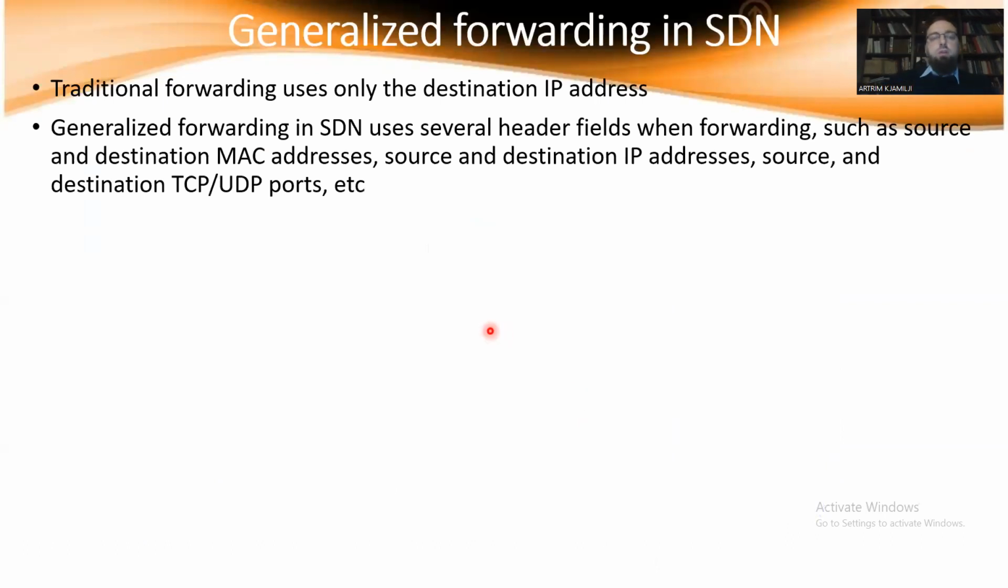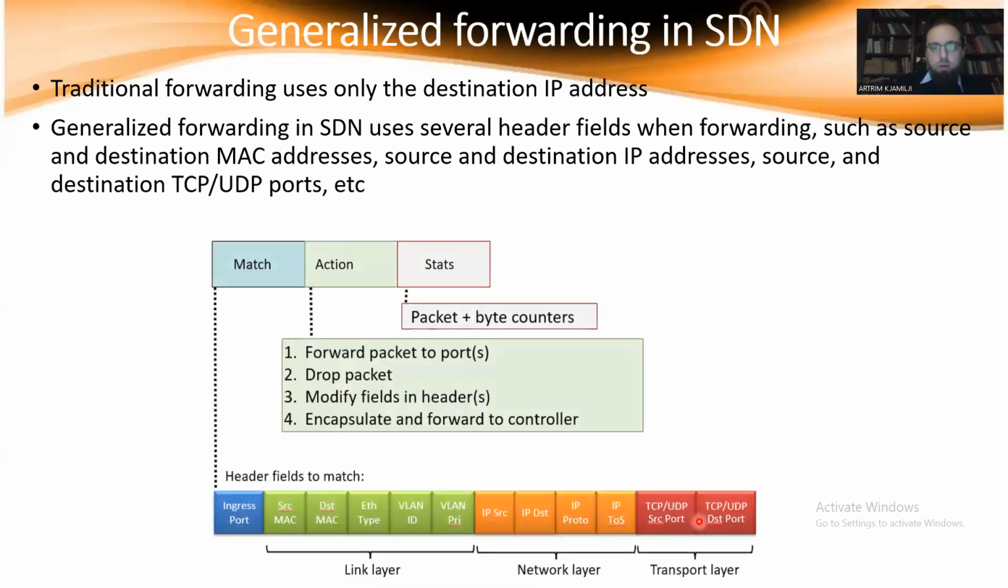Generalized forwarding is software-defined networking. Unlike the traditional forwarding protocols, which used only destination IP addresses to forward packets from input to output in routers, here in SDN, to do forwarding, we use multiple fields, such as source and destination IP addresses, MAC addresses, TCP, UDP ports, and it's given over here.